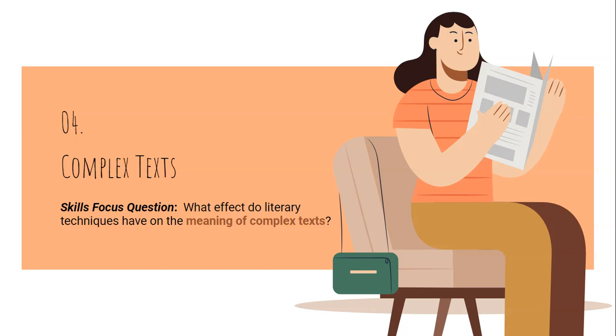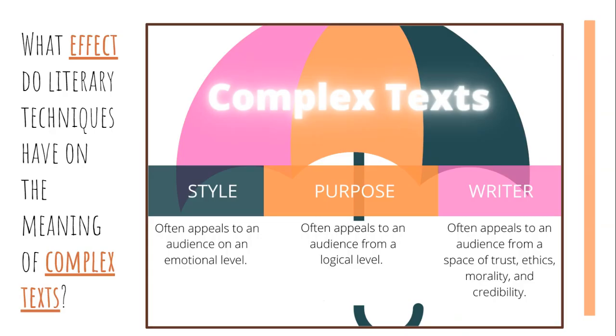Now, every unit is also going to have a skills focus. We're going to be building some skills to make us better students, to make us ready to move out of high school into the larger world. And one big idea is you do need to understand what effect these techniques, these choices that authors make have on the meaning of complex texts. How do they build to that complexity?